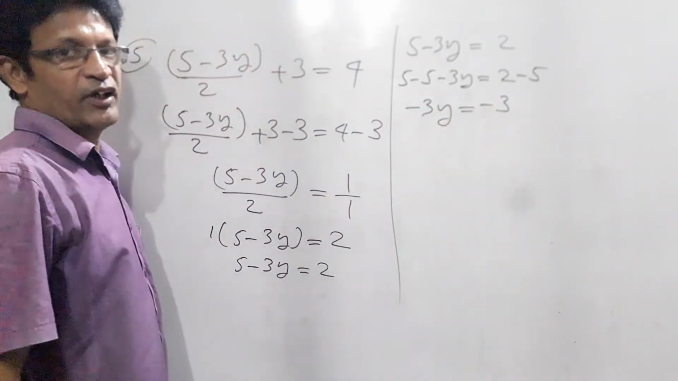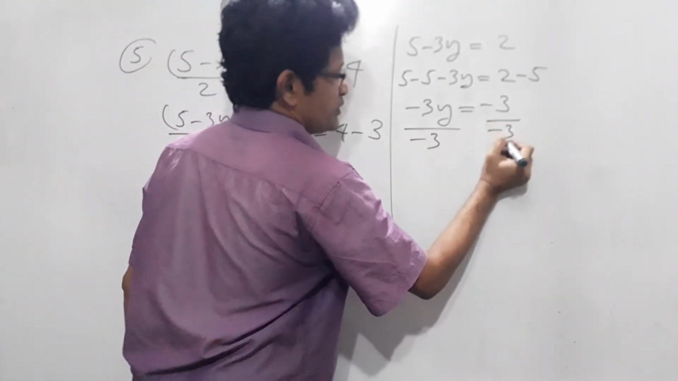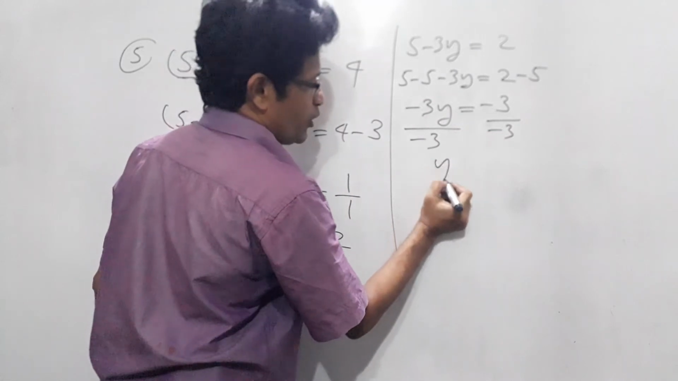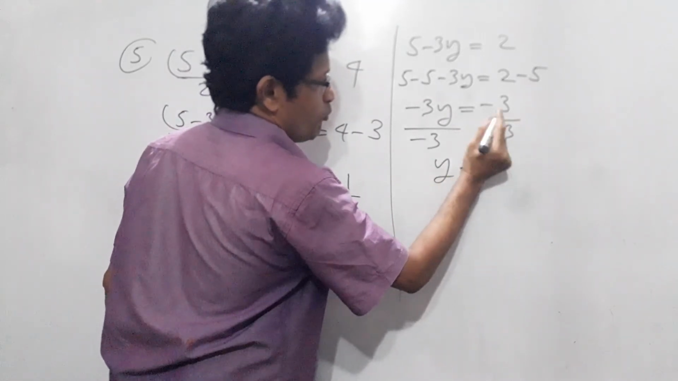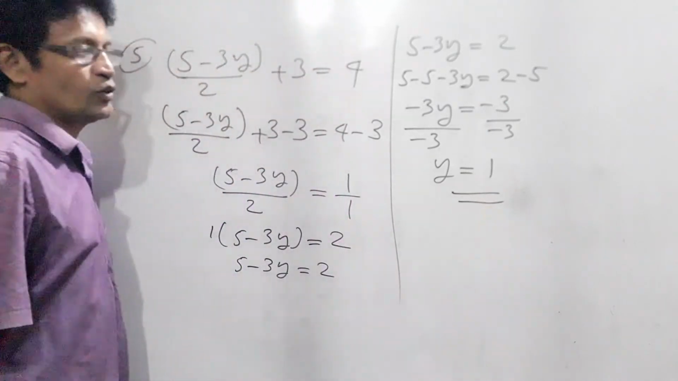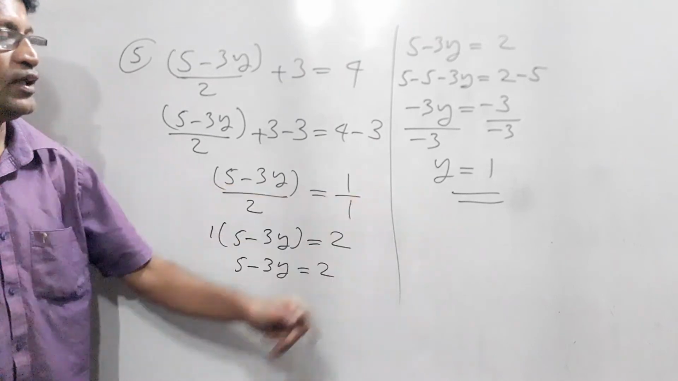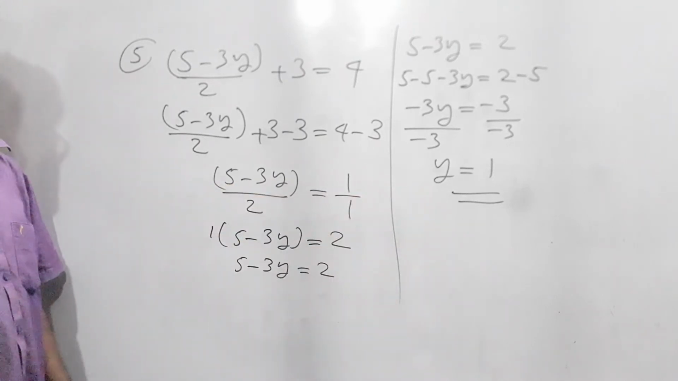Now both sides I divide by minus 3. This side also minus 3. Minus 3 and minus 3 cancel, here you have y. Here we have minus divided by minus is plus, 3 divided by 3 is 1. So y equal 1. So this is our answer. I think it is clear.